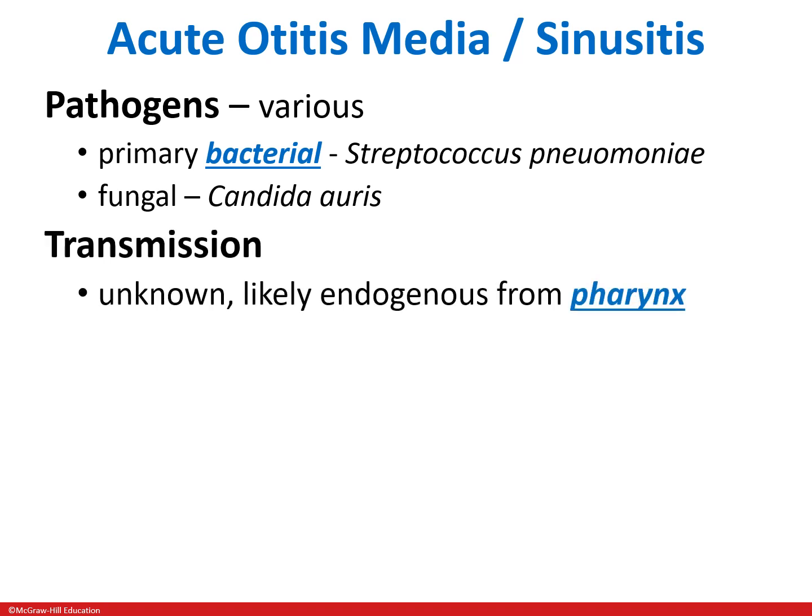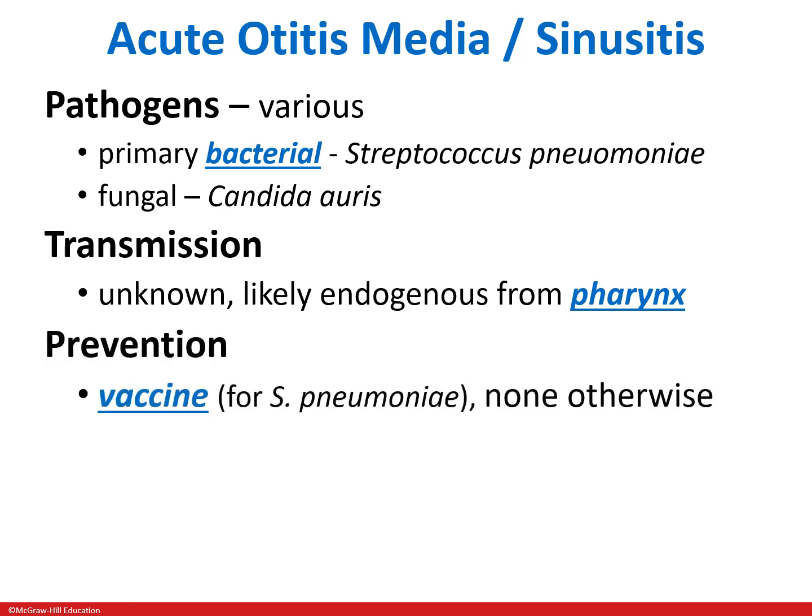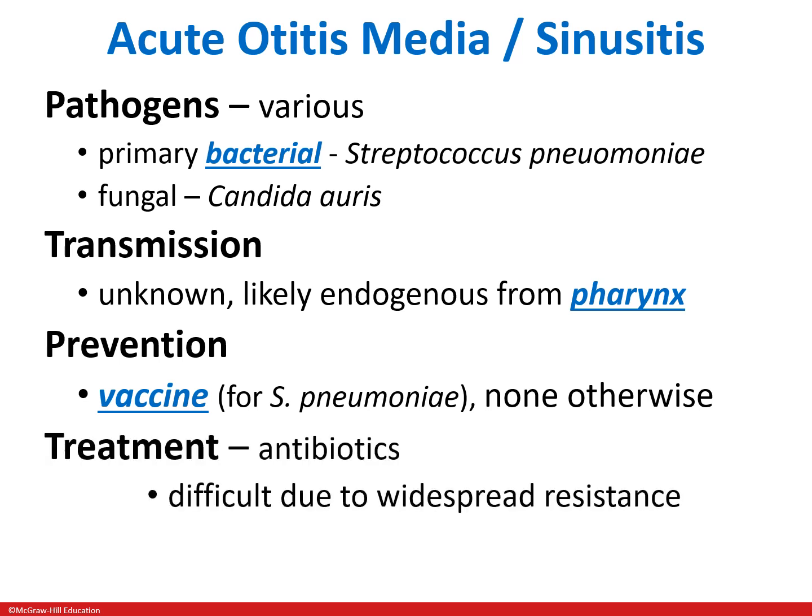And transmission, largely, is unknown other than the fact that there's a clear connection to the pharynx. And so it's likely any organism that gets into the nasopharynx can get up into those deeper spaces. So the only one we can actually prevent would be Streptococcus pneumoniae. We do have a vaccine, what we call the pneumococcal vaccine, which basically is designed to prevent meningitis and pneumonia, but it can also provide some protection if that's the species that is the cause here. We do have antibiotics typically. Sometimes they require multiple rounds of antibiotics because of where they're located, and a lot of these deep tissues are hard to treat.